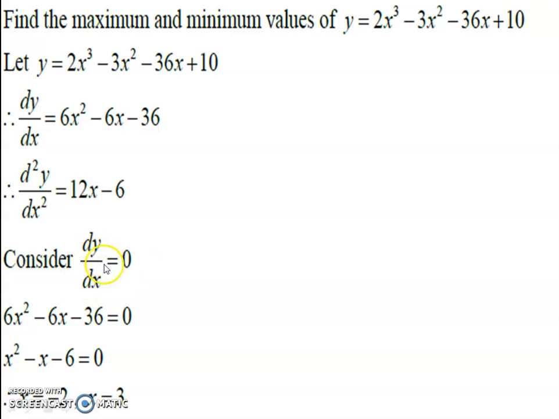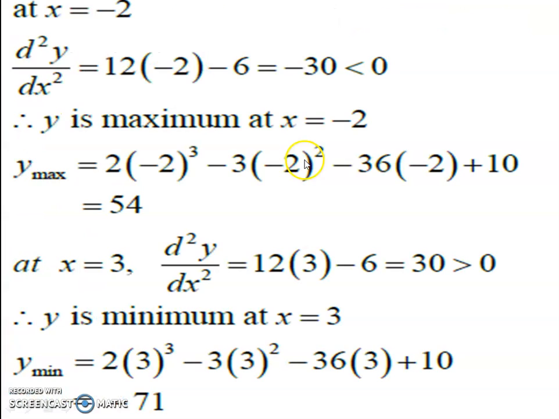So consider dy by dx equal to 0. That means we have to put this quadratic equation equal to 0. We have x square minus x minus 6 equal to 0. The factors of this quadratic equation are x minus 3 and x plus 2, so x minus 2 and x plus 3 are the two roots. We have to put x equal to minus 2.